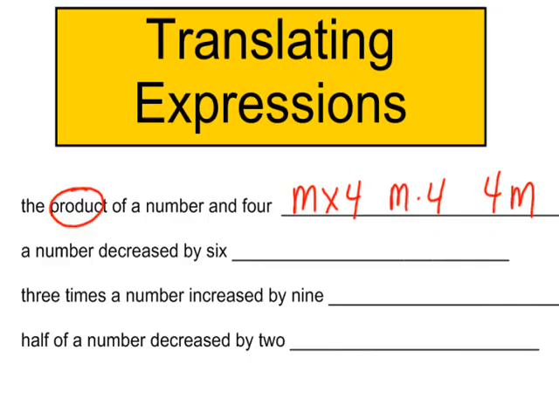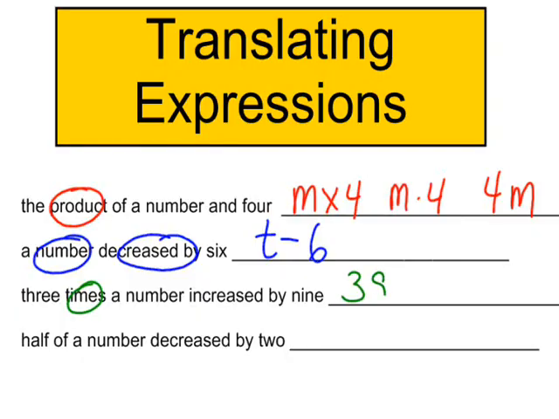Next one. A number decreased by 6. A number, I'm going to use the letter T to represent a number, decreased by 6. A number decreased by 6. Okay. 3 times a number increased by 9. Well, I see times, so 3 times a number. 3 times a number, I'm going to use the variable s. 3 times a number increased by 9.